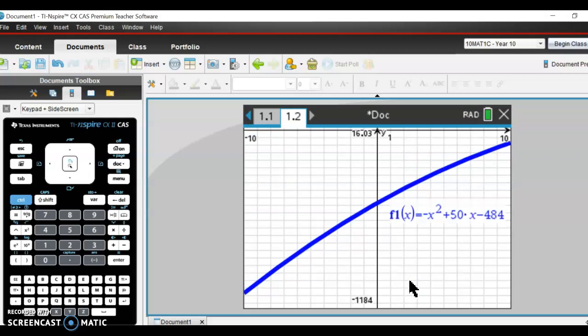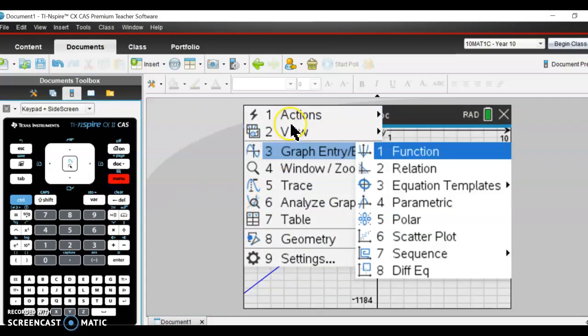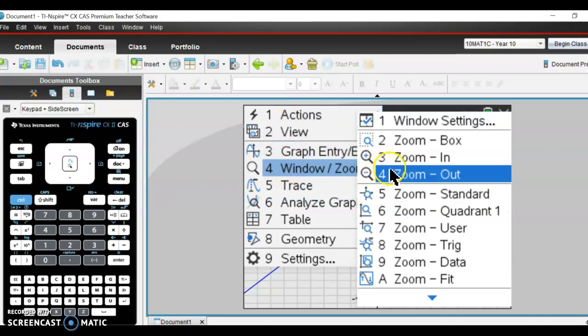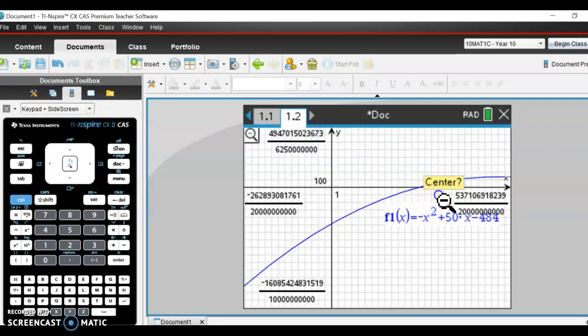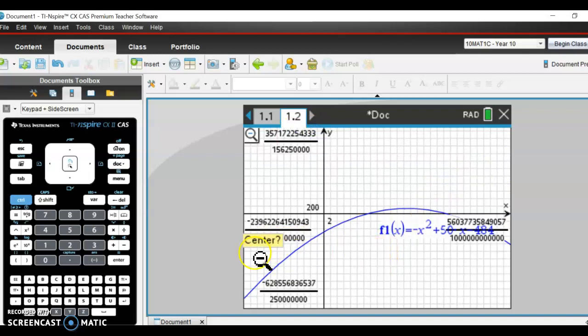And it is really wonderfully weird. So you might want to zoom out some more. It didn't do a very good job of that. So zoom out. There we are. Zoom out again. And there's our 2 x-intercepts.